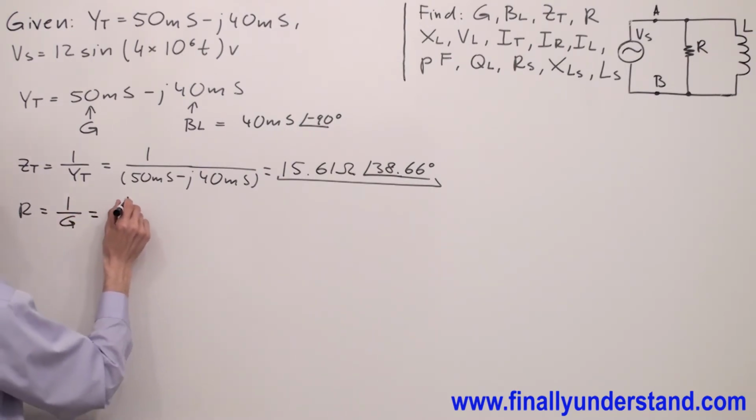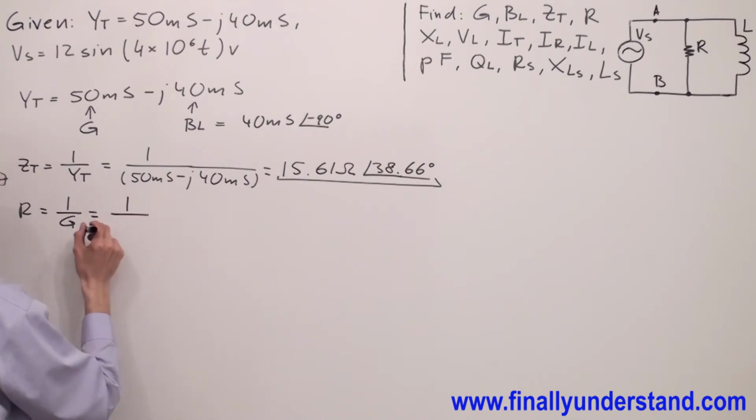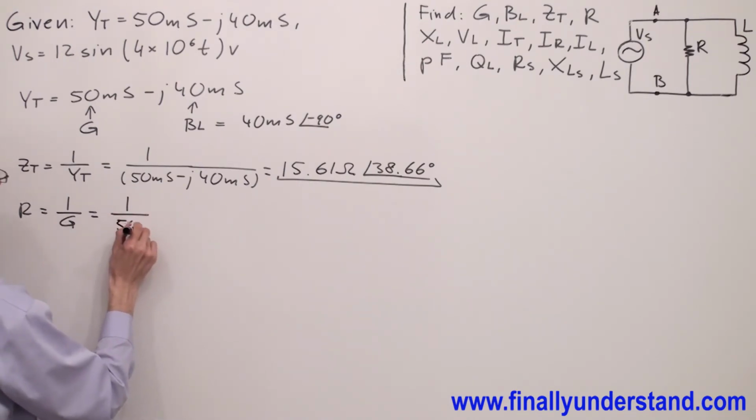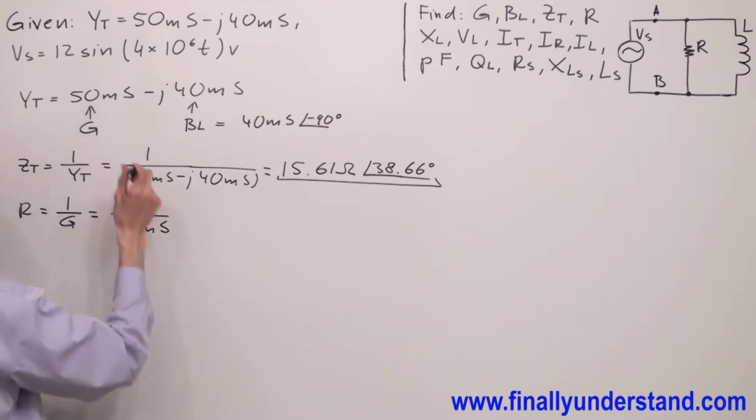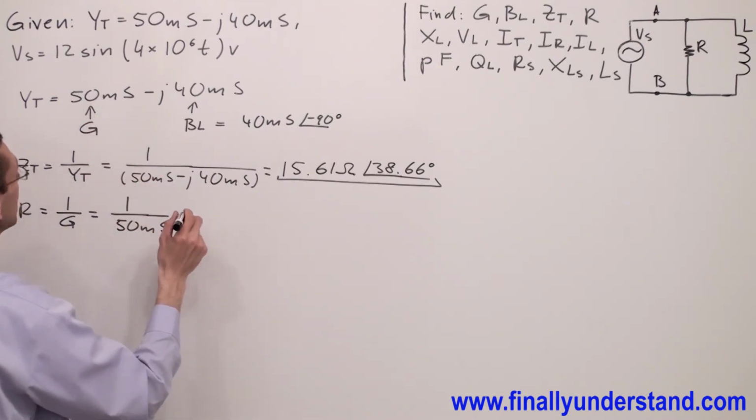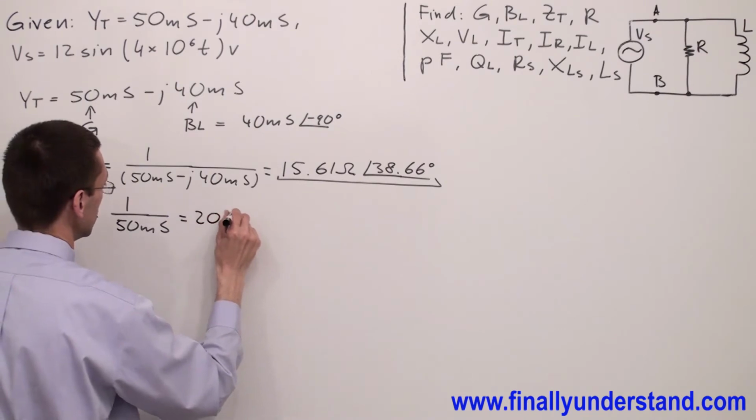Now, you're supposed to remember that resistance is nothing else, just the reciprocal of the conductance. So I have 1 divided by 50 millisiemens. Okay, this is my conductance. So this is equal to 20 ohms.